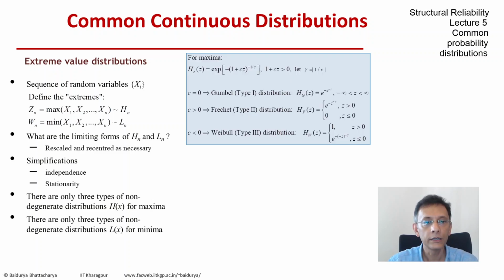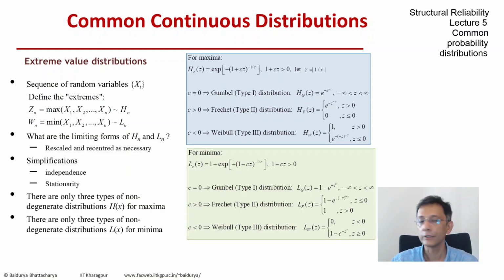So here is the final result. For maxima, the limiting distributions are here, which are parameterized by C. So if C is 0, we have the Gumbel type, which is type 1. For C positive, we have the Frechet or type 2. And for C negative, we have Weibull or type 3, and a similar set of expressions for minima.